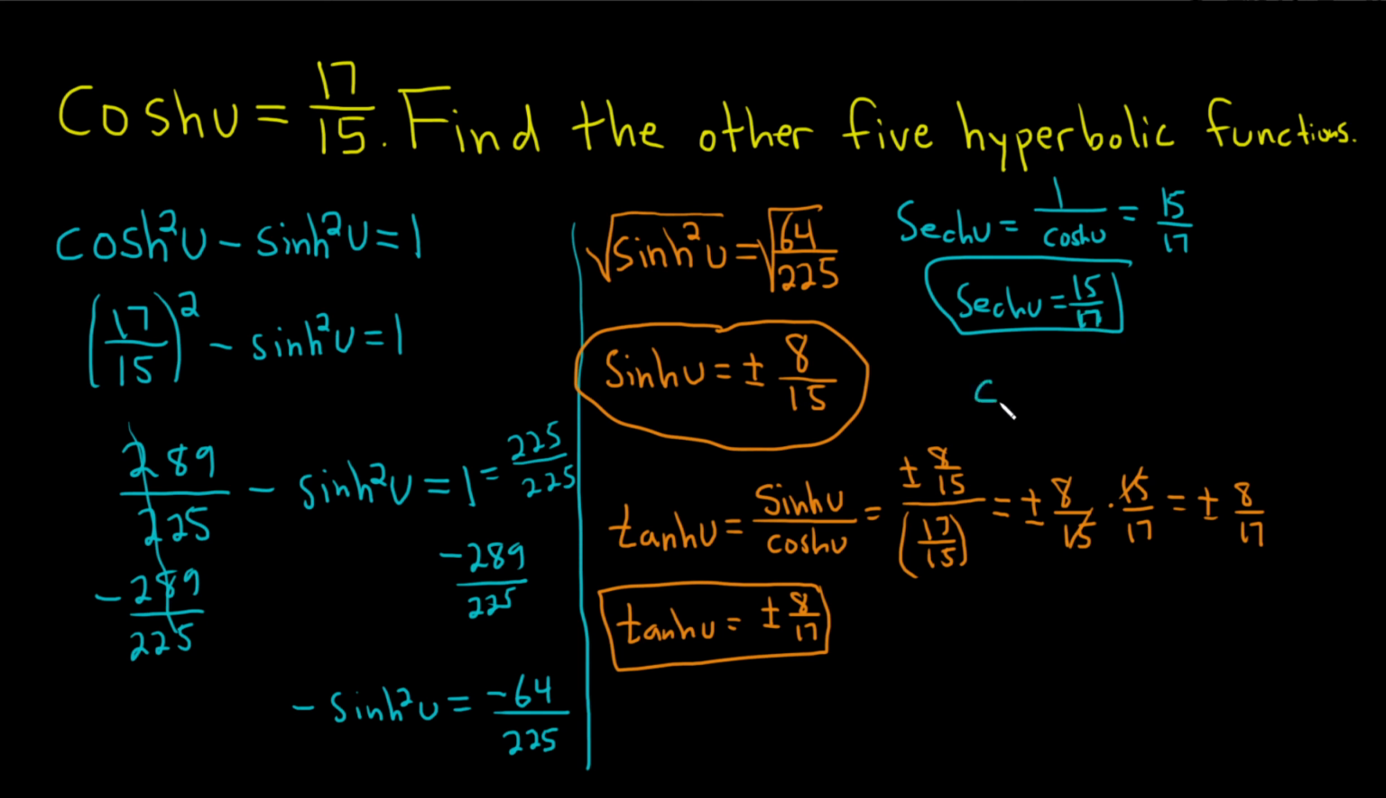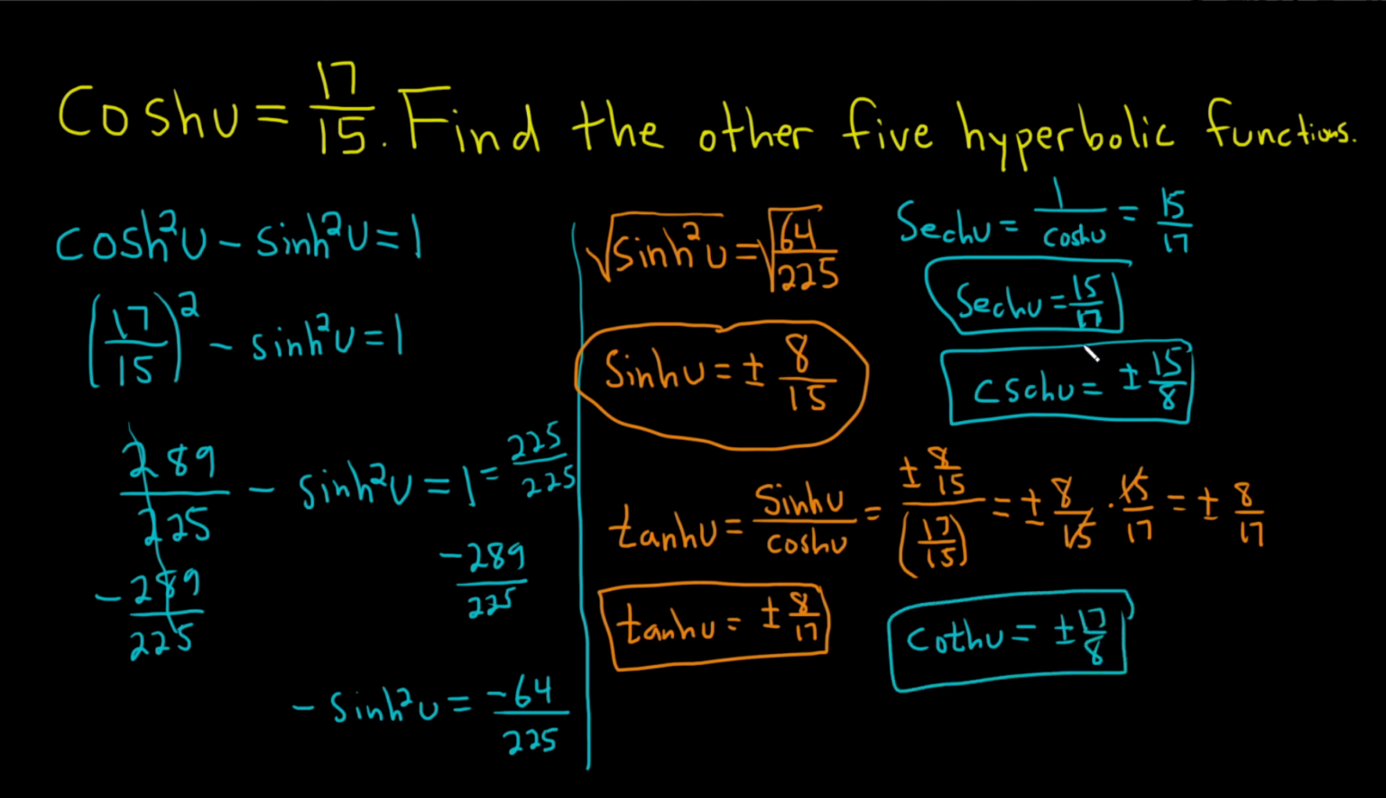And then the hyperbolic cosecant of u, that's 1 over sinh, so it'll be plus or minus 15 over 8. Again, you just flip it, right? It's just the reciprocal. Likewise, hyperbolic cotangent of u is the reciprocal of tanh, so it'll just be plus or minus 17 over 8. So these are really easy to get, right? You just flip the other ones. So once you have cosh, sinh, and tanh, just flip them to get the reciprocal functions.